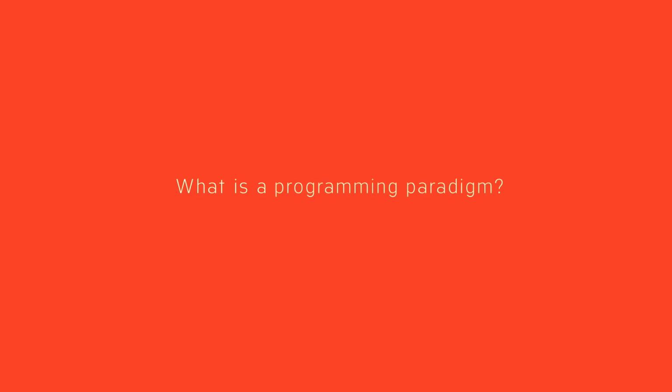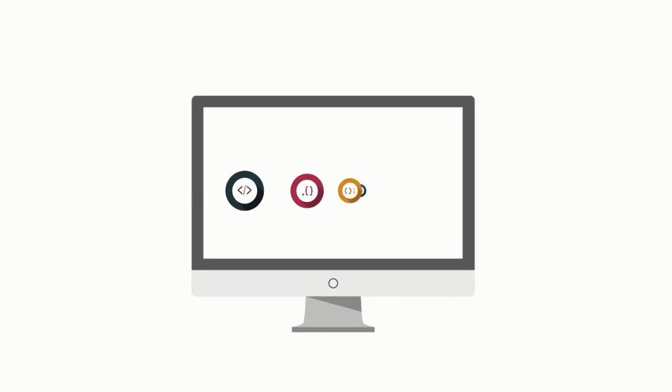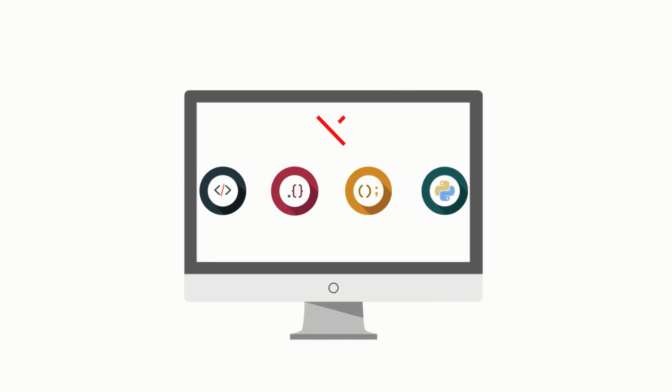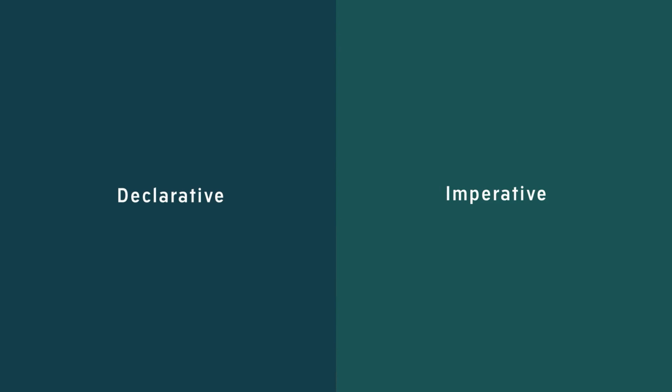So what is a programming paradigm? Well, it's a way of thinking about software construction. A programming paradigm doesn't refer to a specific language, it refers to a way of programming, a methodology. And we can broadly separate programming languages into two paradigms, declarative and imperative.